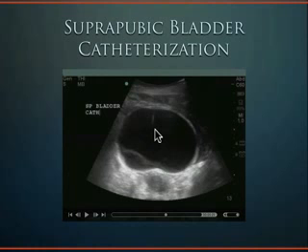Then you take a dilator and you thread it over the guide wire, and you can dilate out a track through the skin. Okay? Then you take the dilator out, and then you can put a catheter over the guide wire, and then you can take the guide wire out. And so now you've got a catheter inside the bladder.